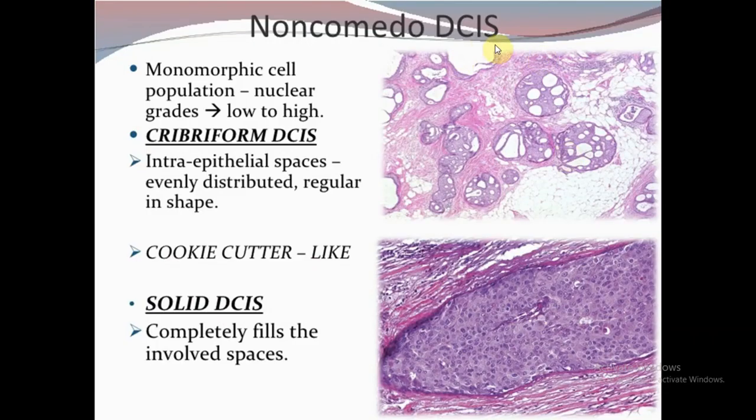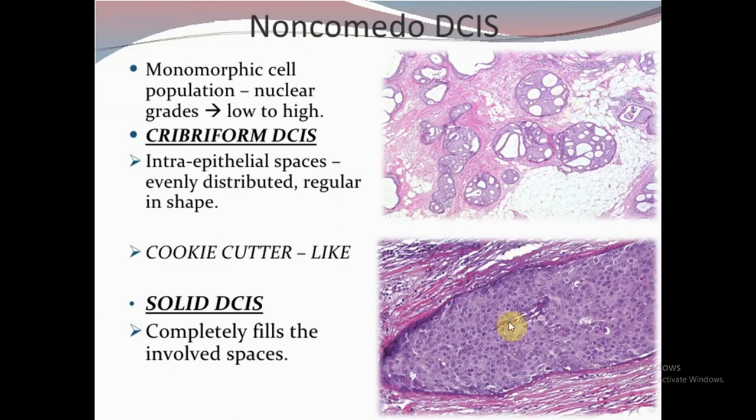For the non-comedo DCIS, we have cribriform carcinoma, and we have solid, papillary, and micropapillary. In cribriform carcinoma, for example, this duct shows a proliferation of malignant cells, and there are spaces between these proliferated malignant cells. If we focus on these spaces, we see that these spaces are regular, and also the myoepithelial cells here are lost.